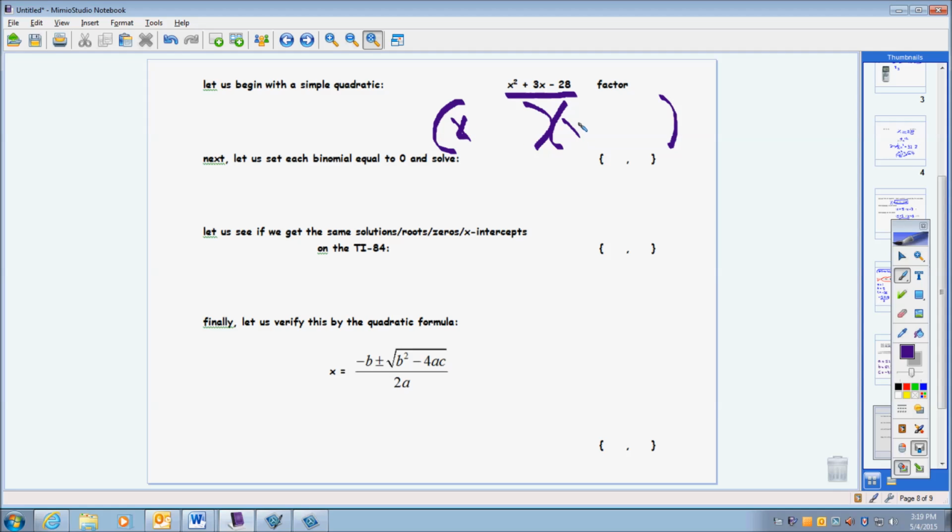x and x, opposite signs. Factors of 28 that when you subtract give you 3 are 7 and 4. 7's larger, so 7 goes here, and 4 goes here. You can hit the pause button if I did this fast and you want to look at it again.